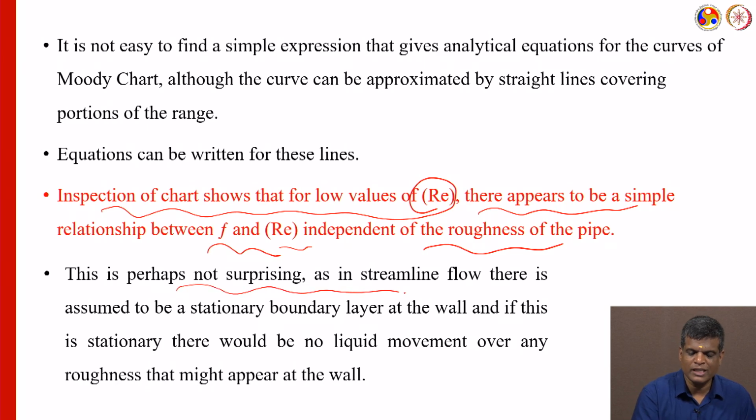That is what they are mentioning here. In streamline flow, a stationary boundary layer is assumed at the wall. If it is stationary, there would be no liquid movement over any roughness that might appear at the wall.